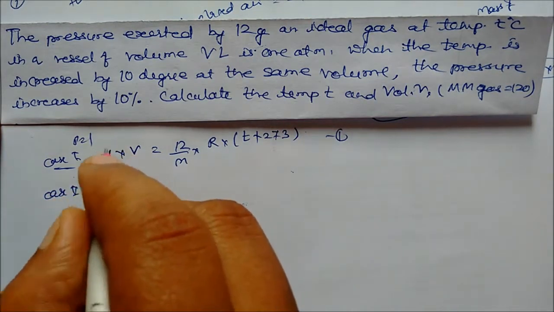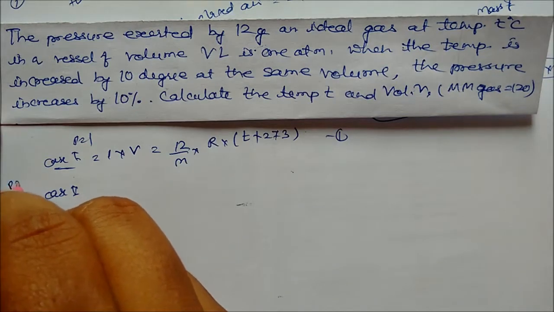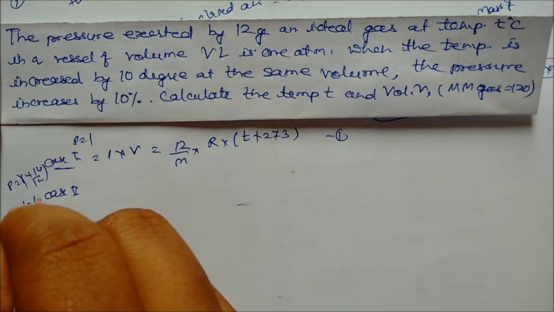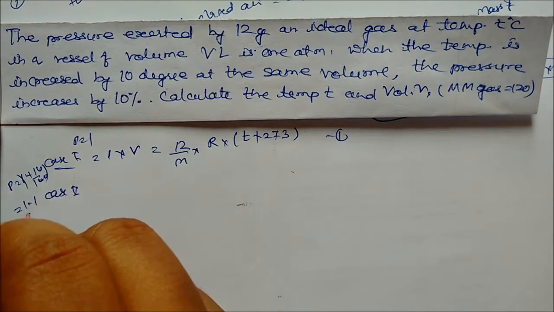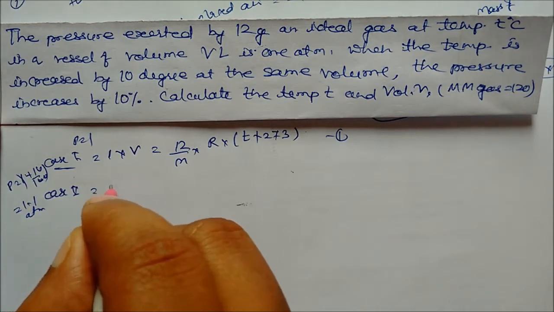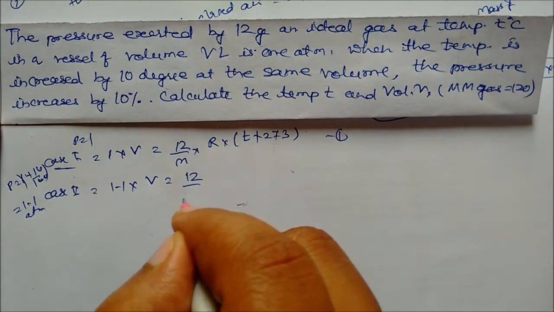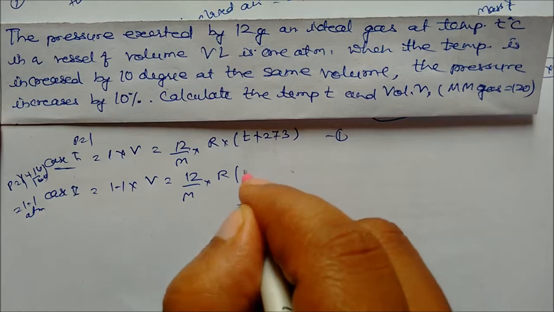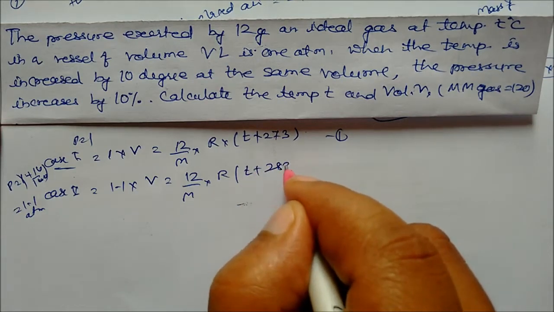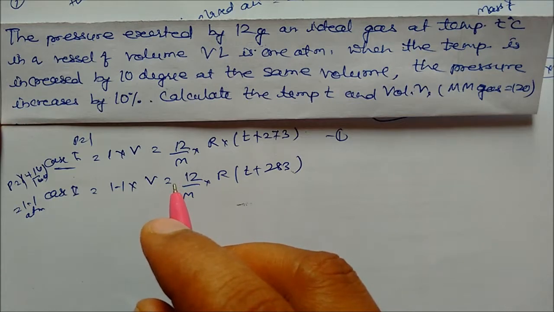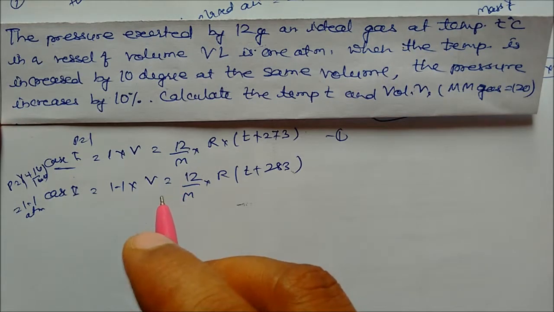Now case 2. Again the pressure is increased by 10%. 10% means the pressure will be 1 plus 10 by 100. Okay, this will be 1.1 atm. So in the second case, 1.1 into V, the volume is the same, equals 12 by molar mass, and again R into T plus 283 Kelvin. Okay, so in this way if we solve it, we will get here.